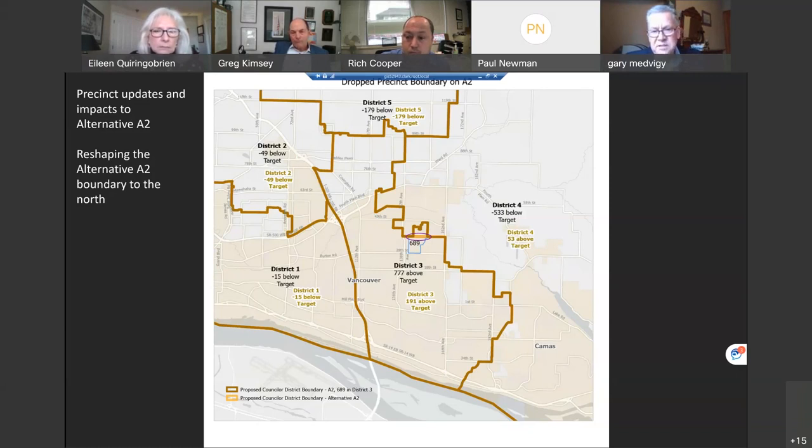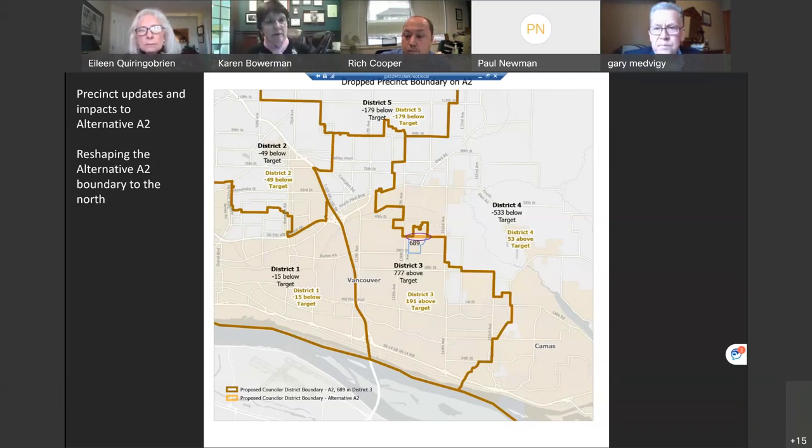What's the downside to splitting it? I'd say from my perspective, the downside is if you split one precinct, why not split many? And that gets in violation of one of the two general precepts that you gave us at the outset. So that would be my perspective.